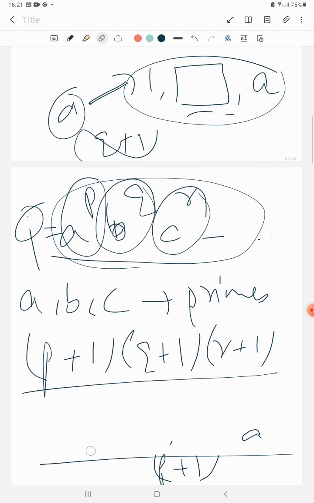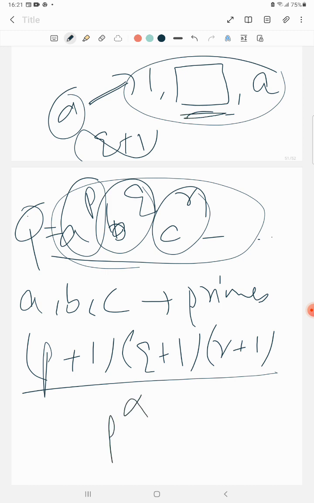Okay, so now as we have only two places, let's take some p to the power alpha and q to the power beta, because we definitely cannot have more than that.